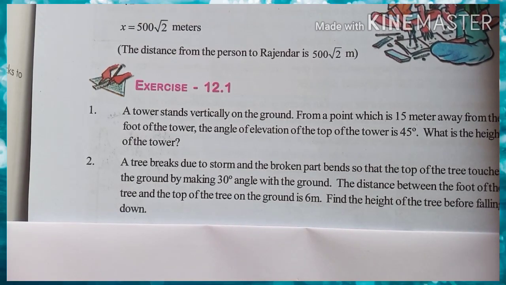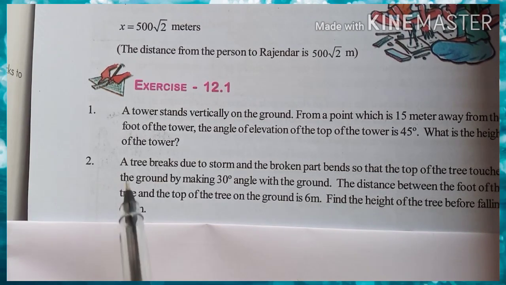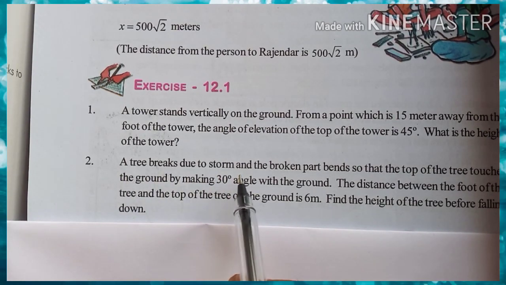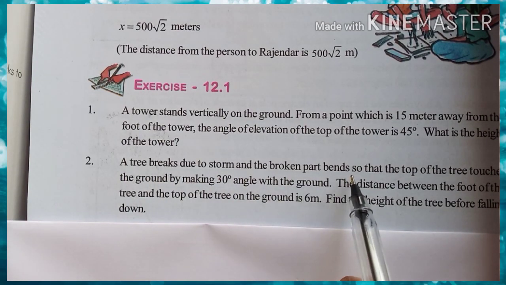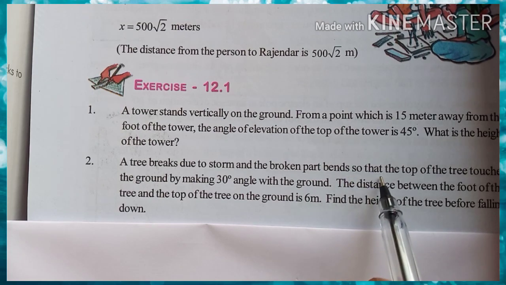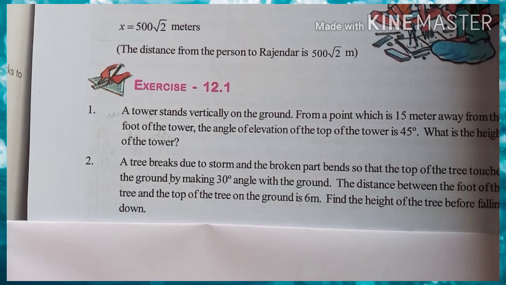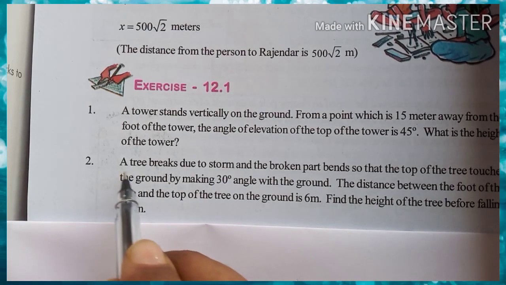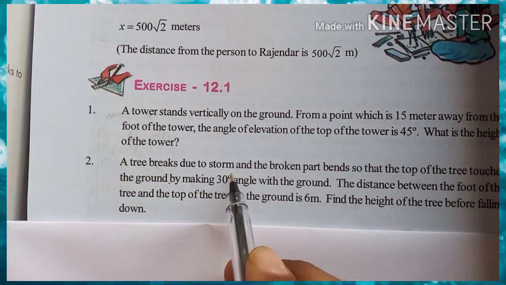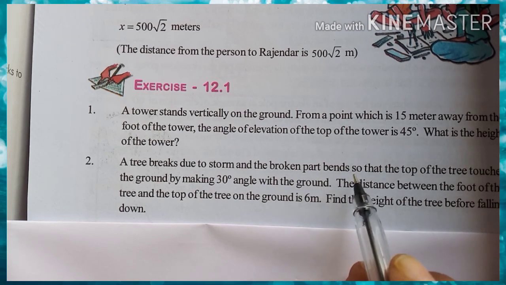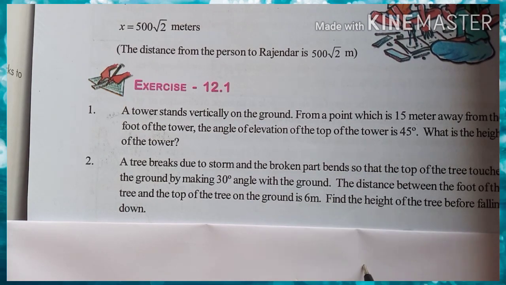Now the second one: the tree breaks due to a storm and the broken part bends so that the top of the tree touches the ground. This is the statement. A tree breaks due to a storm and the broken part bends. Okay, now this is a tree. Due to the storm, it is broken.